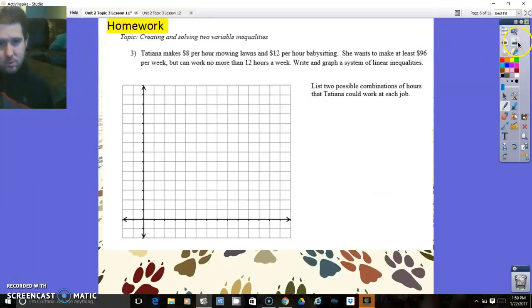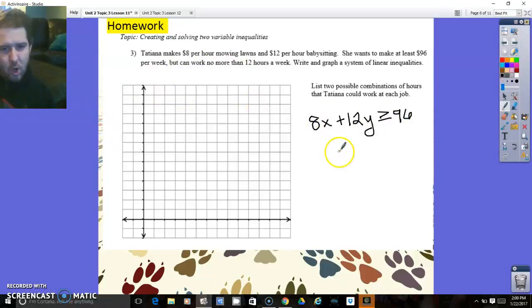Due to the time, I'm going to skip past that and get to the homework. Tatiana makes $8 per hour. I'm going to say x is the amount of hours lawn mowing, plus $12 babysitting. So that's going to represent the per hour babysitting. How many hours babysitting? She wants to make at least $96. So that would look like this. But she can work no more than 12 hours a week, which means if you add up all her hours, she cannot work more than 12. So it'll look like that. Write a graph for the system of inequalities.